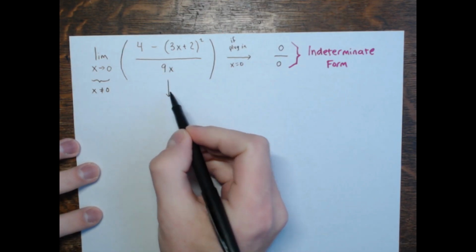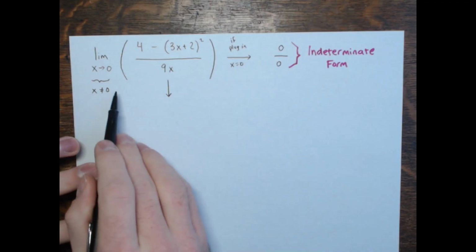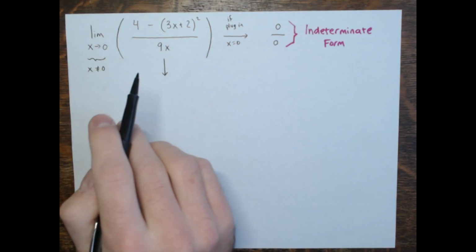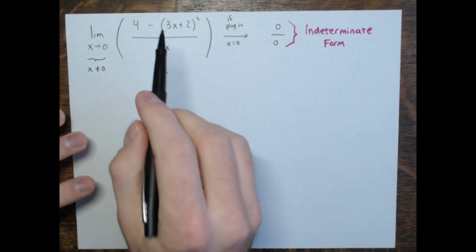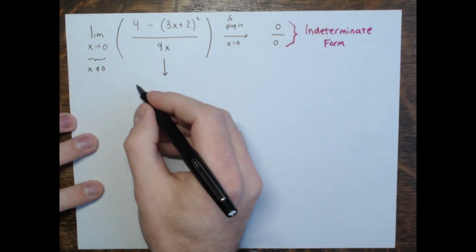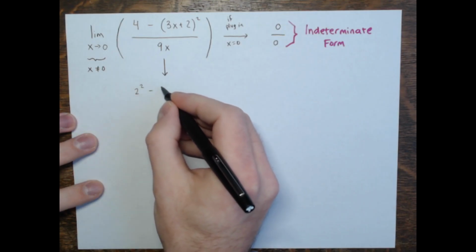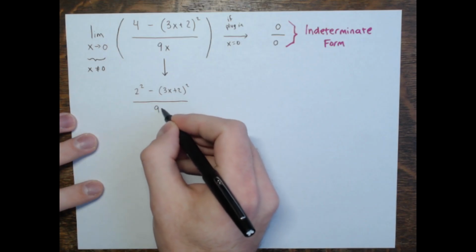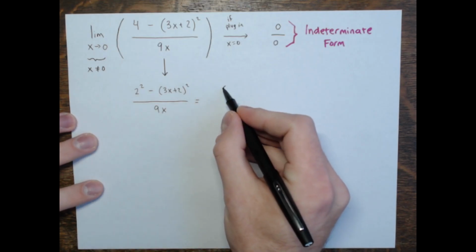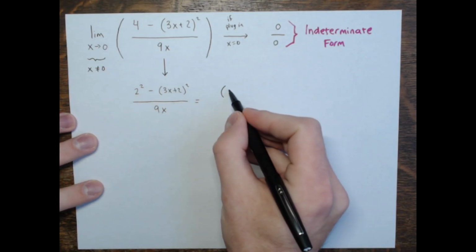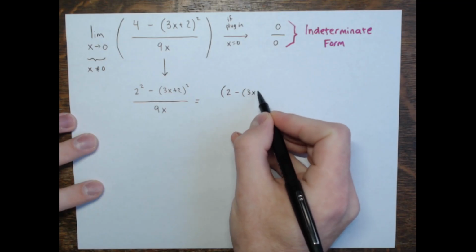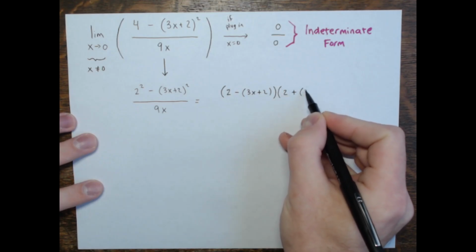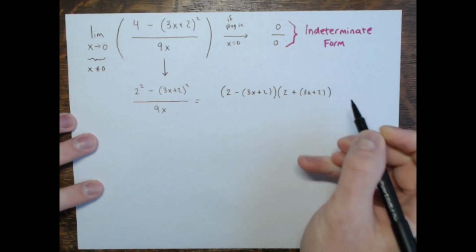So I'm going to use algebra here, and I'm going to manipulate it in a way to where I can use the limit laws, right? I can't use the limit laws here because the denominator is approaching 0. Now the numerator is a difference of squares, right? Because that's 2 squared minus 3x plus 2 squared, so I should be able to factor it. Remember, you can factor a difference of squares to a minus b times a plus b, so that'd be 2 minus 3x plus 2 in one of the factors, times 2 plus 3x plus 2 in the other factor.